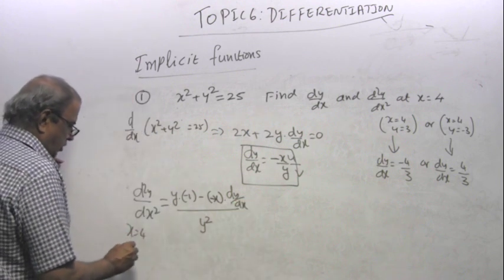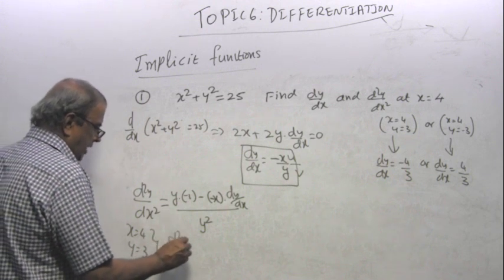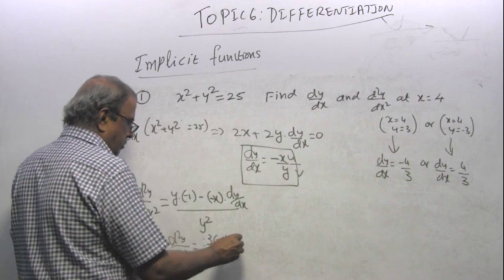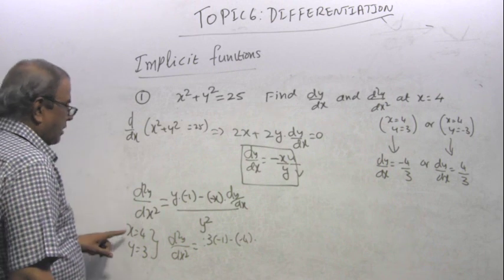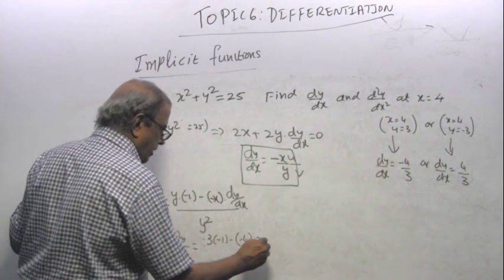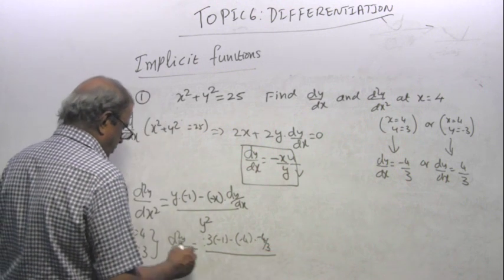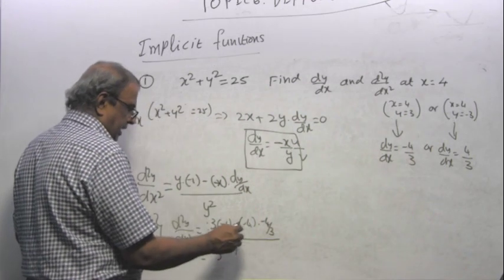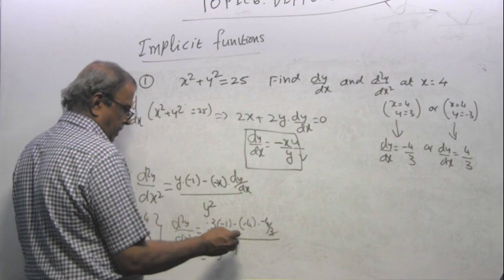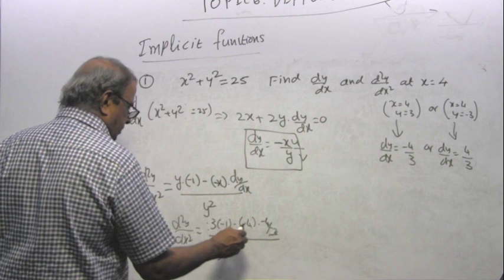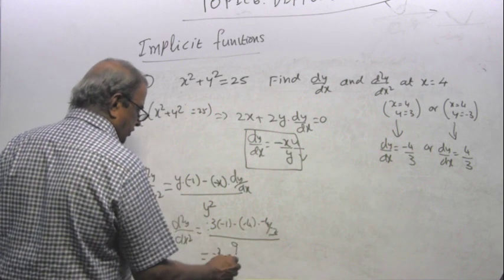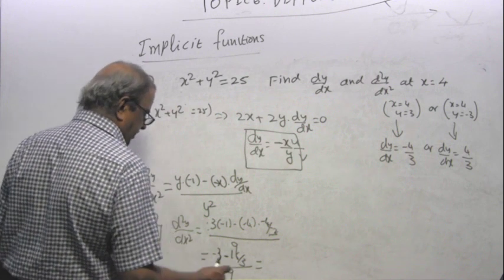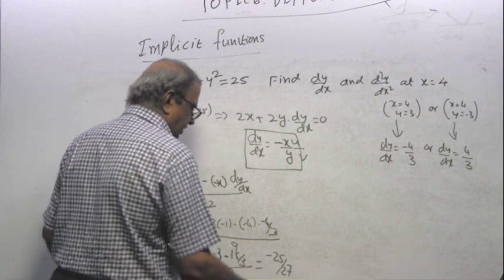So if you put x equal to 4, y equal to 3, your d squared y by dx squared will be y is 3, 3 times minus 1 minus minus 4 times, what is dy by dx at 4, 3? Minus 4 over 3. Minus 4 over 3 divided by y squared. 3 squared is 9. Let's simplify that. Minus and minus plus, plus and minus minus, 4 fours are 16 over 3 divided by 9. So what does it become? Minus 9 minus 16 is minus 25 by 27.